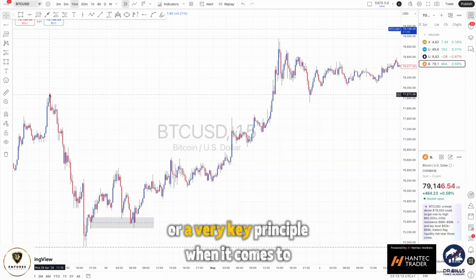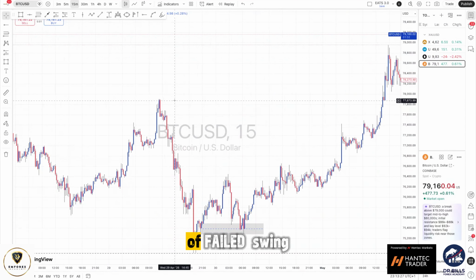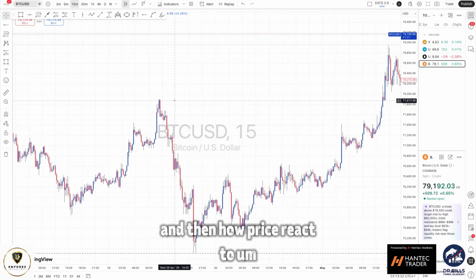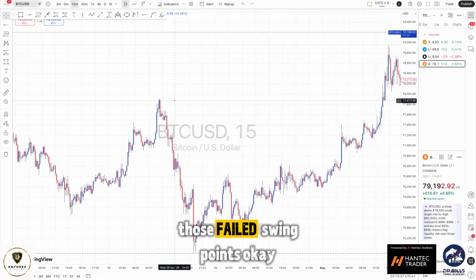So today we are going to be looking at a very key concept, a very key principle when it comes to trading. We are going to be looking into the concept of failed swings, either failed swing highs or failed swing lows, and then how price reacts to those failed swing points.